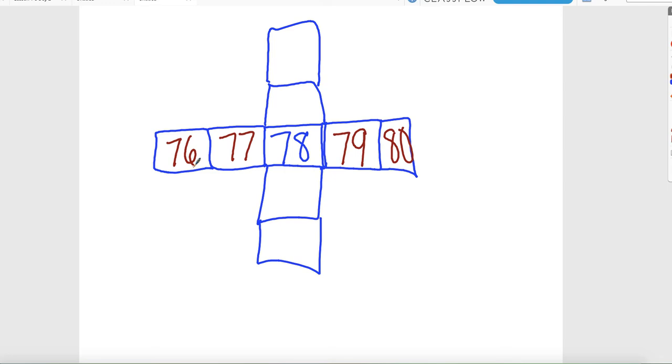Now, the little bit of harder part. When we go up and down on the number grid, how much do we go by when we go up and down on the number grid? We go by tens, right. So let's do the easy part first. I'm going to go 10 more than 78.